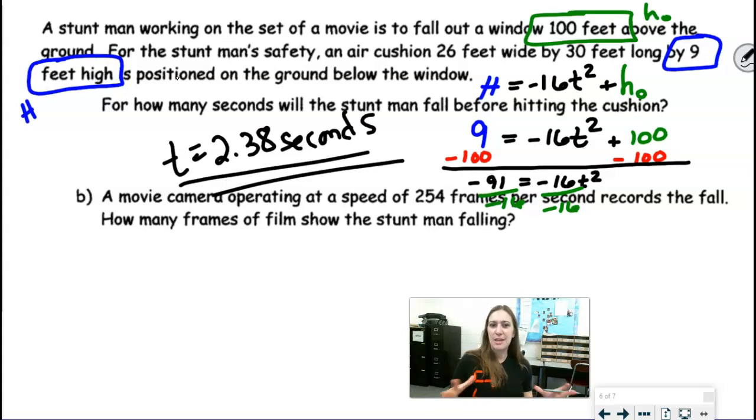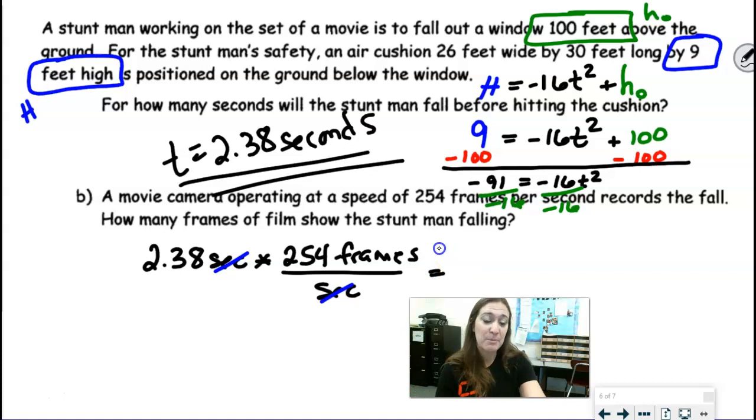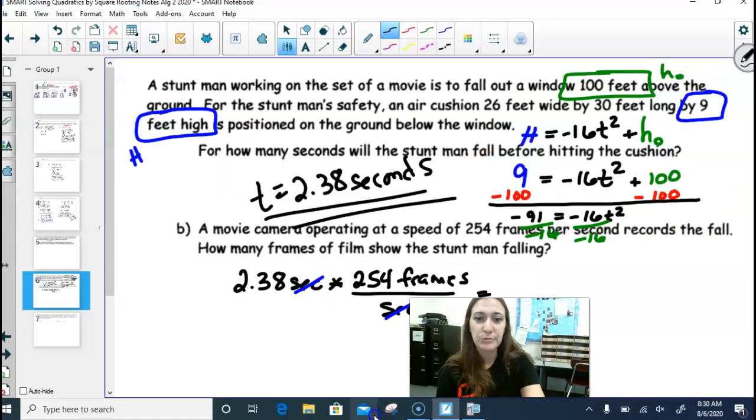So how many frames are they going to be able to take up with this fall without doing any camera tricks? So if we got 2.38 seconds multiplied by 254 frames per second. All right, my friends who have done some of this work in chemistry or a science class, you'll notice that the seconds are canceling out in this problem, and we're going to end up with a label of frames, which makes sense. This just helps me make sure I have set up my math appropriately.